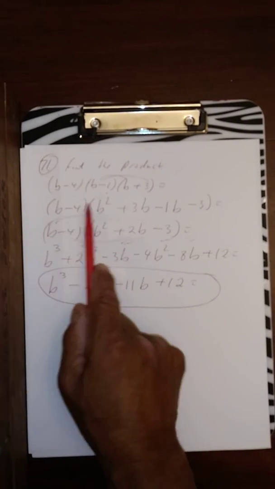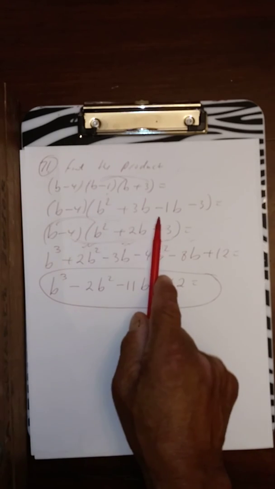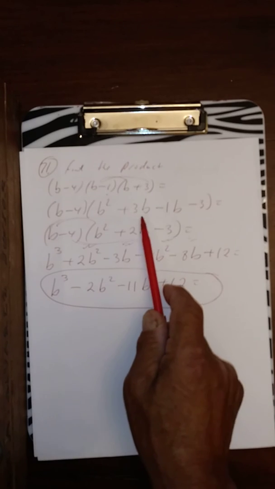So let's do this one. Let's do the last two first. b times b, b squared, plus 3b, minus 1b, minus 3. Put them together, it's going to be 2b.